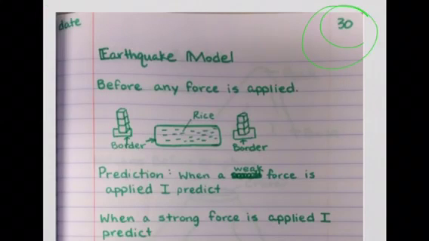We're now on page 30. Be sure you add the date. And our title here is Earthquake Model. And what I want you to do is to get your journal ready for your observations that you're going to record after we look at our earthquake model tomorrow in class. Okay? So here's a picture you're going to draw of before any force being applied.